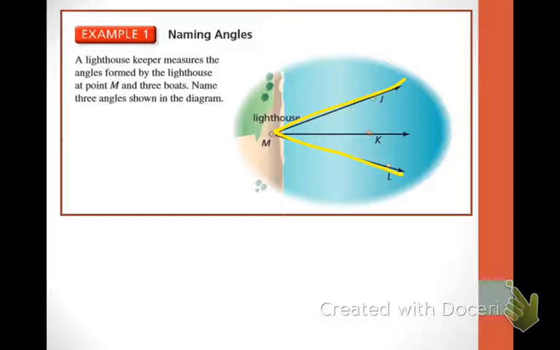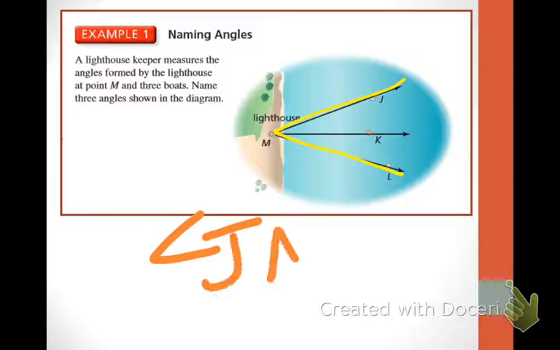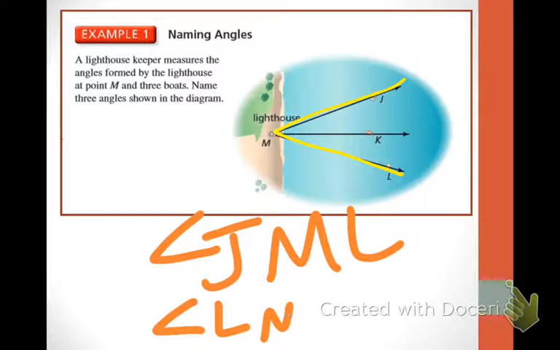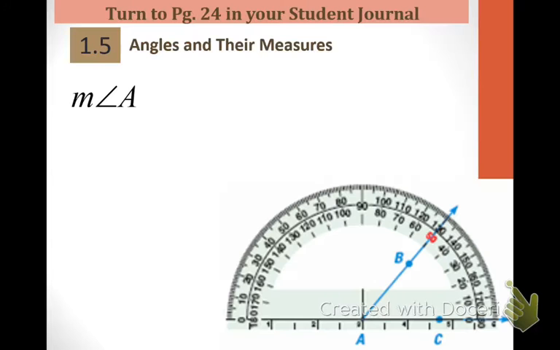Good, so angle JML. I always read this as Jamal. My brain puts in vowels there. Or angle LM. Oop, that's not a J. J. Okay, both are correct. Good. So we'll keep on moving.